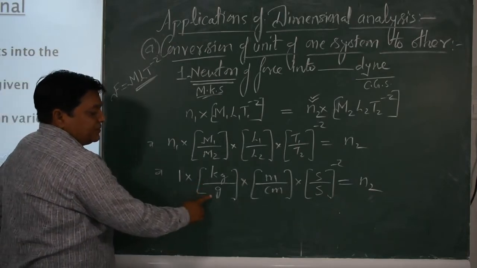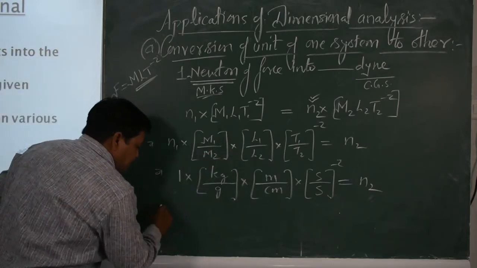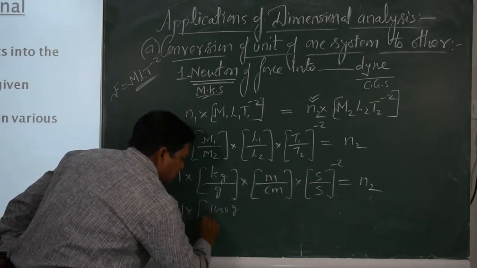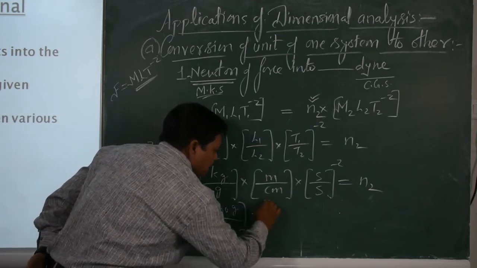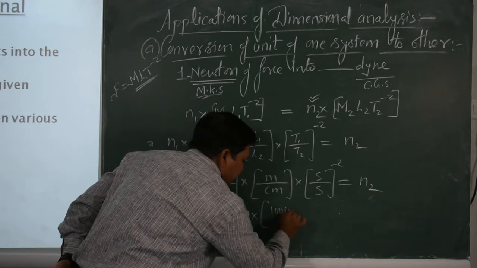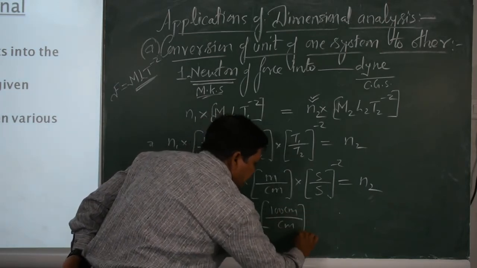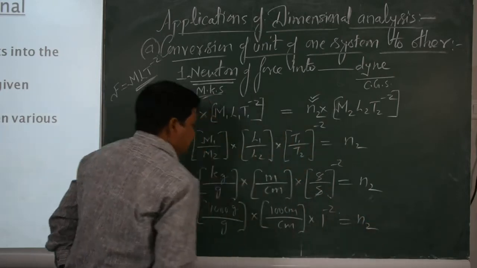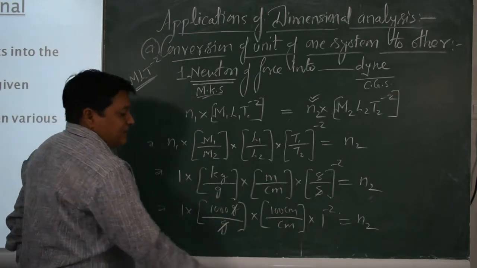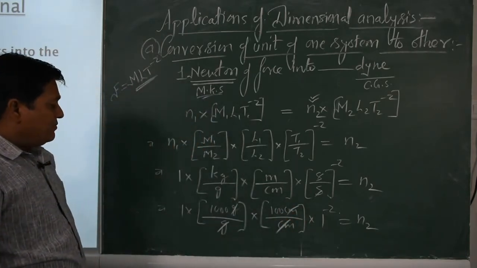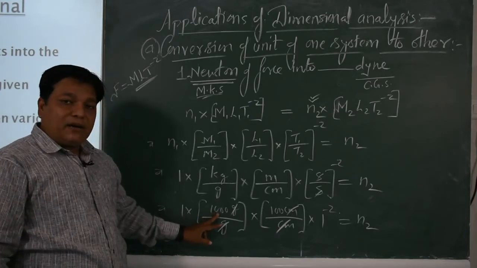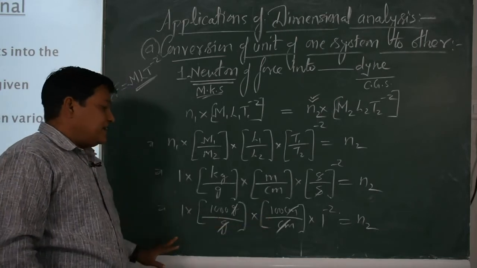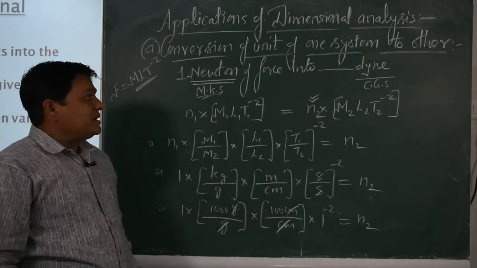1 kilogram, so we convert this kilogram into gram, 1000. Meter is 100 centimeter. Second is cancelled by second, 1 to the power minus 2, which is equal to n2. Now this gram is cancelled by gram, centimeter is cancelled by centimeter. What do we get here? 1 into 10 to the power 3, 1000 into 10 to the power 2, 10 to the power 3 into 10 to the power 2, it will become 10 to the power 5. So the n2 value is equal to 10 to the power 5.